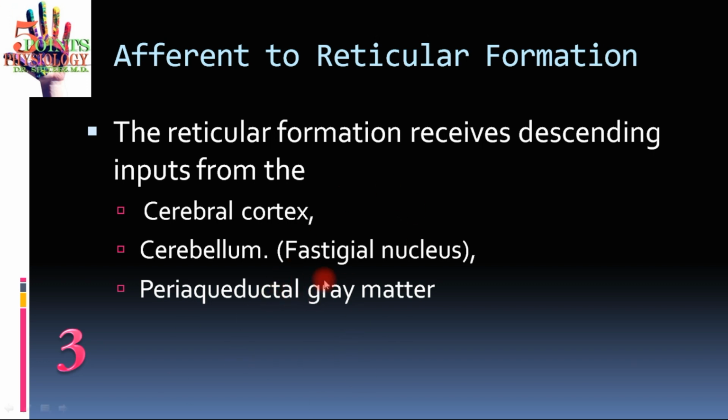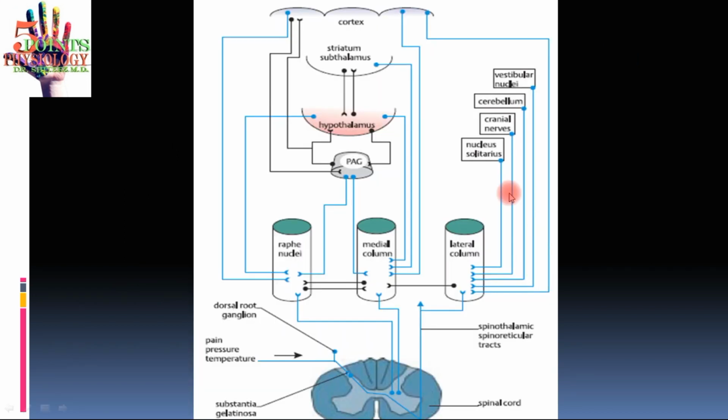And the afferent from the periaqueductal gray is responsible for integration of pain, that is nociception, with the limbic system, considered as an emotional response, and the autonomic system, considered as an autonomic response to the pain. So the afferent from the periaqueductal gray matter to the reticular formation is responsible for integration of pain sensation with the autonomic and the limbic responses.